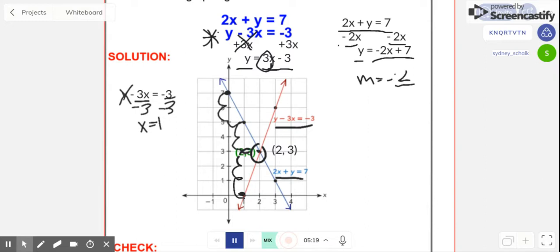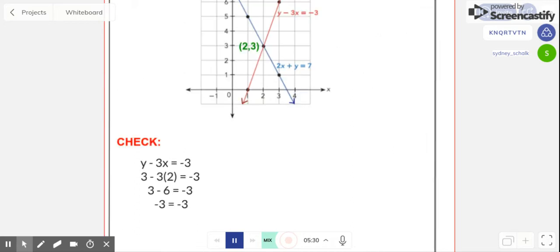I went ahead and rewrote that ordered pair. Don't forget that your ordered pair needs parentheses and needs to be separated with a comma. So our solution here is (2, 3). And of course, we can go and check our work.